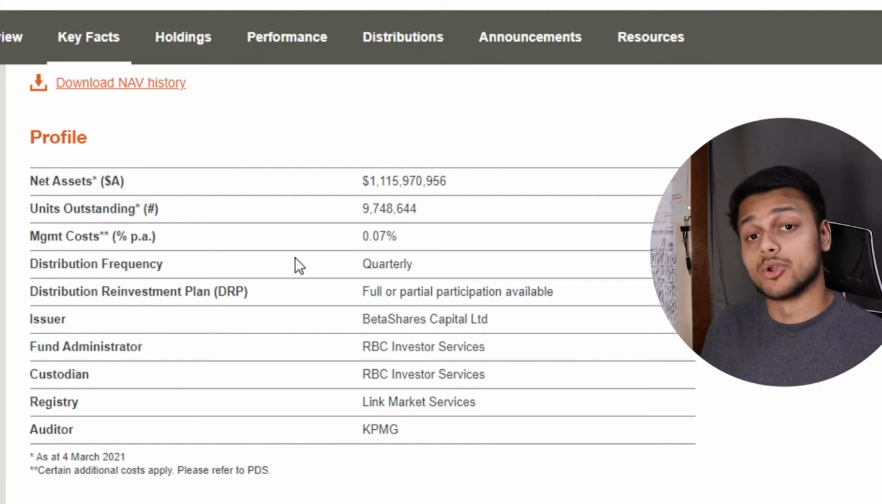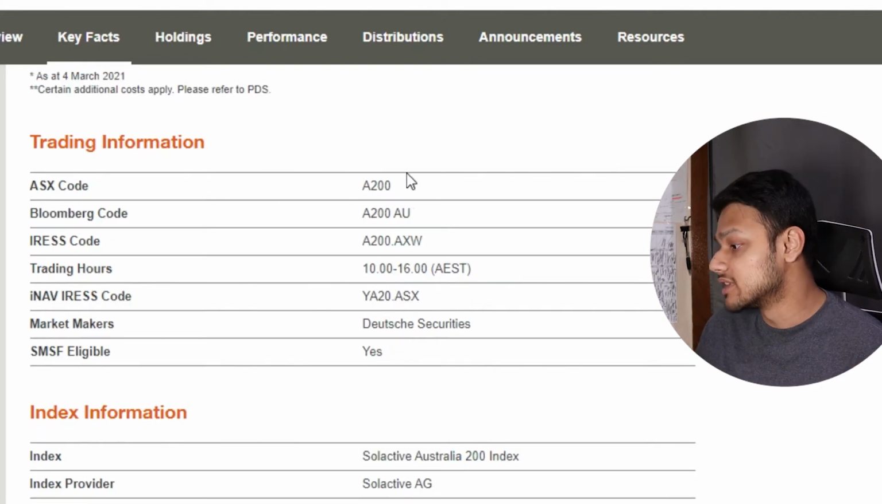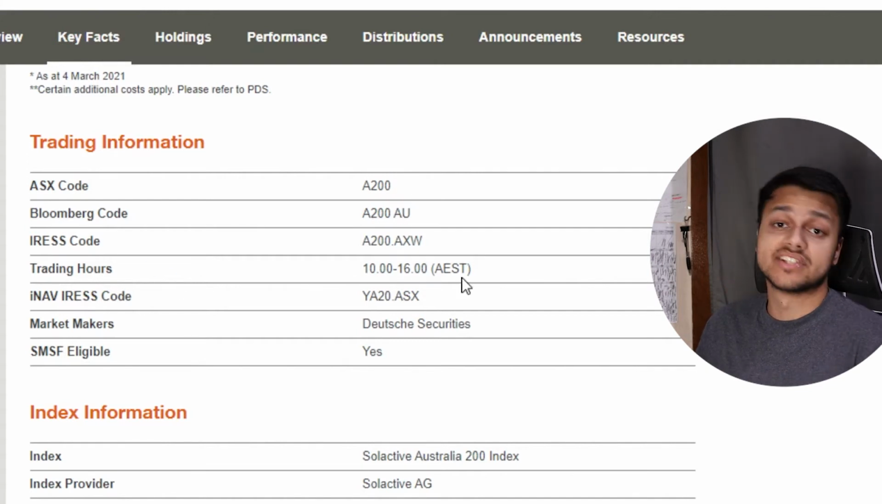So this is a bit of a bonus. The ASX code is A200, as you guys know about, and you've got the trading hours, which are between 10 to 4 p.m. This is all pretty standard.